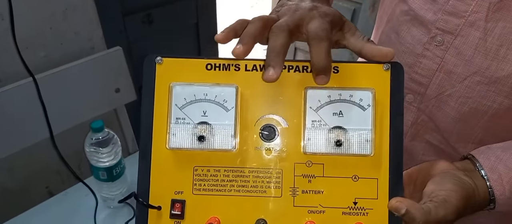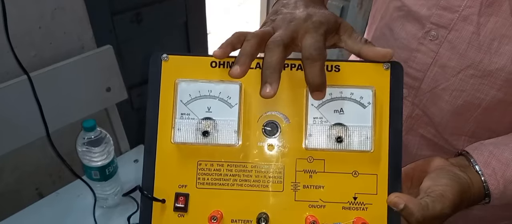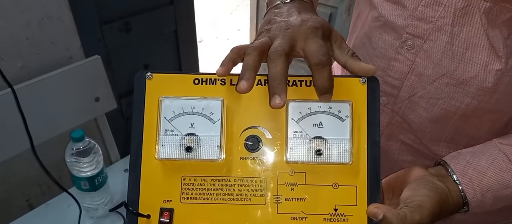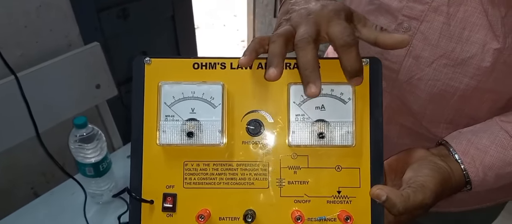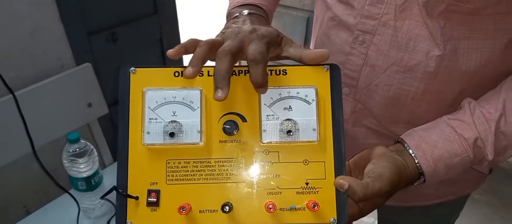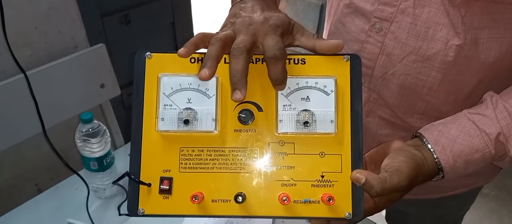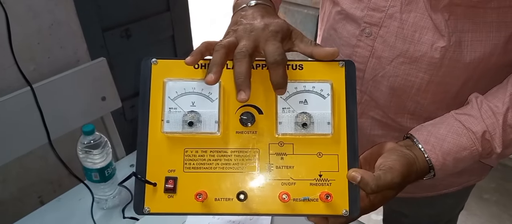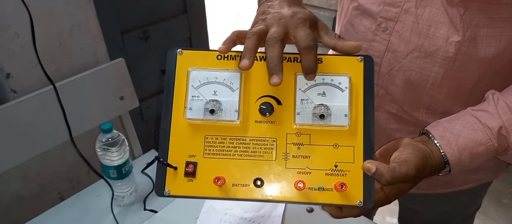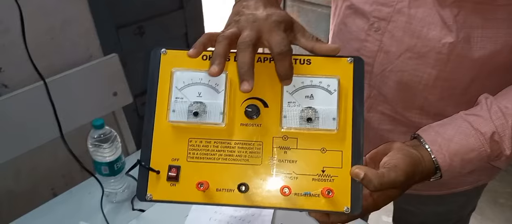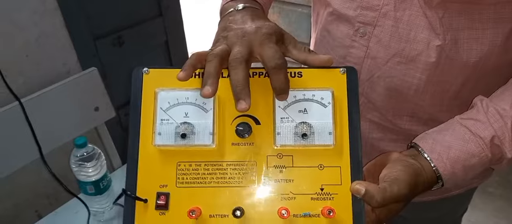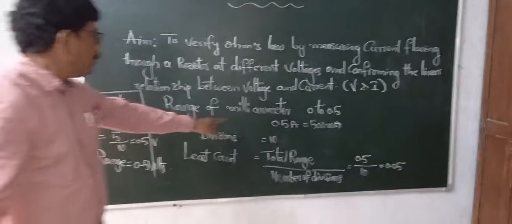Observe the readings of the milliammeter. The range of the milliammeter is 0.5 milliamps. So 0.5 milliamps is divided into 10 smaller units. Observe this carefully. So let us calculate the least count of the milliammeter given in the apparatus.